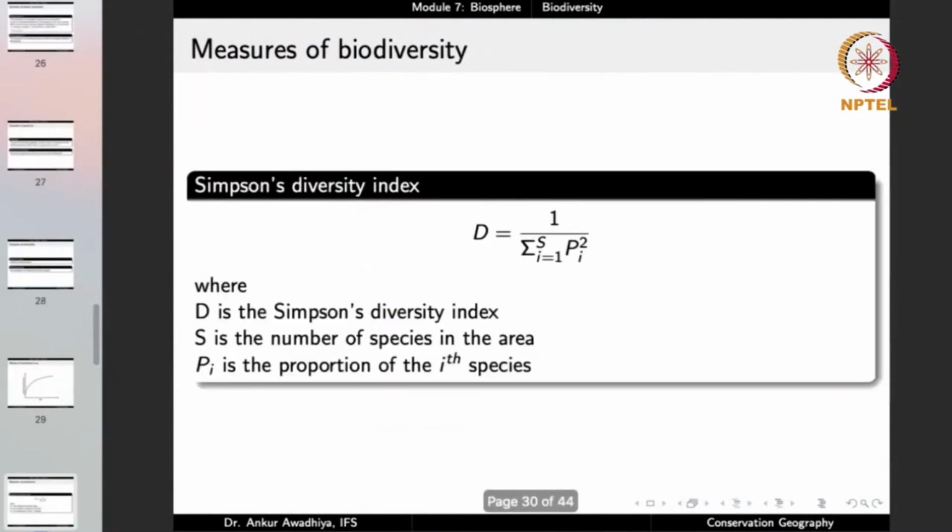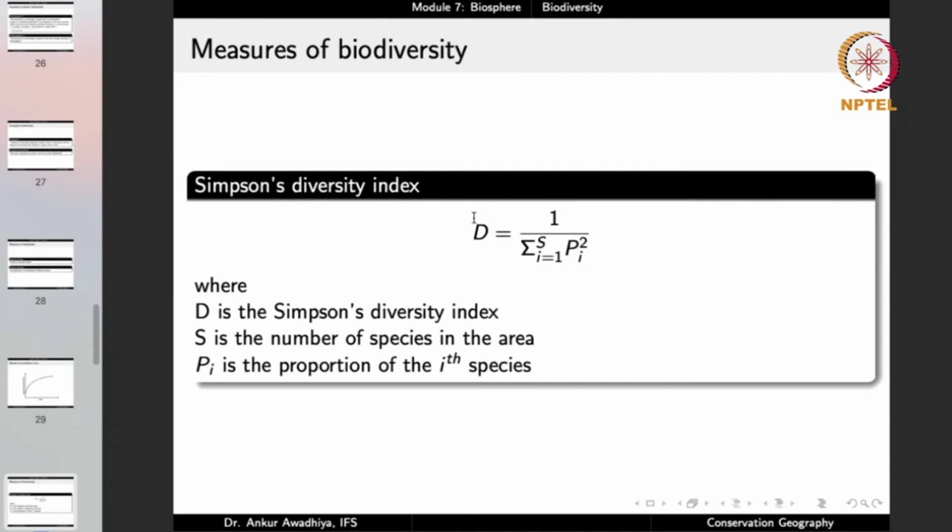And once you have the list of species, next you can go about finding out the evenness. So for evenness, you'll go to the forest and you'll note down how many individuals of each species you are able to find. So we can convert these data into indices such as the Simpson's diversity index.